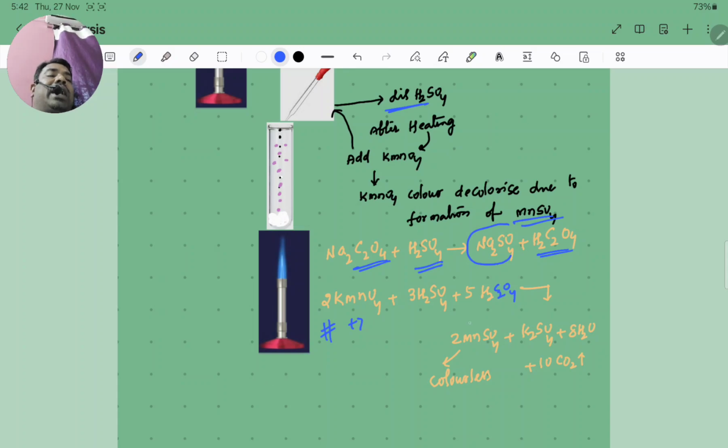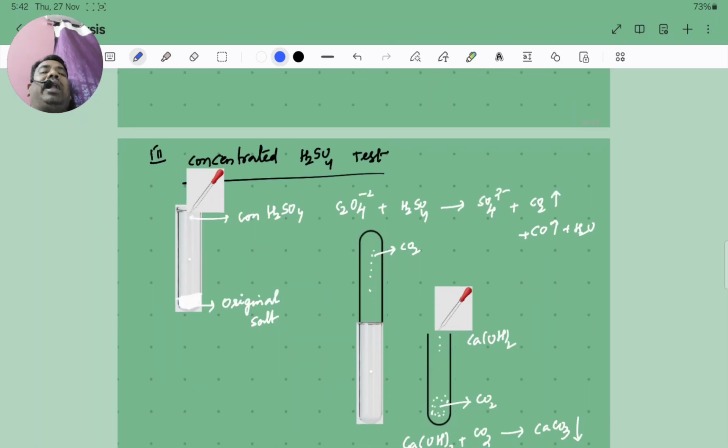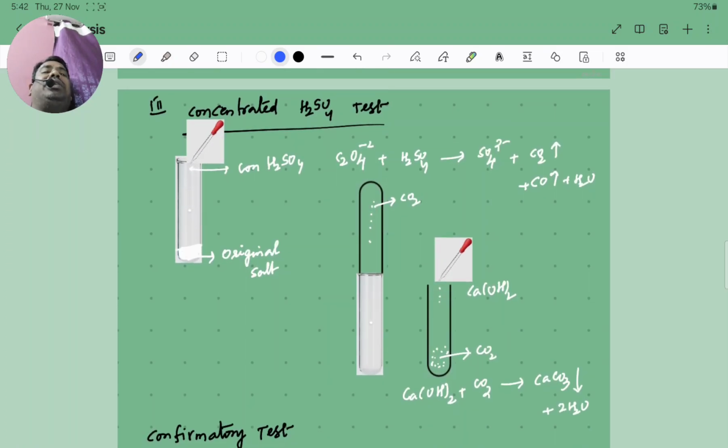KMnO4 manganese is plus 7 and manganese will be plus 2. Here carbon oxidation number plus 3, carbon oxidation number plus 4. Reaction, stoichiometric coefficient, everything is very very important, student, because redox reaction questions also come from here. So 2KMnO4 reacted with the oxalic acid in acidic medium produces MnSO4 and liberation of carbon dioxide gas, right? Reaction is most important, student. Practice the reaction, right? Now we will move to the concentrated test, student.